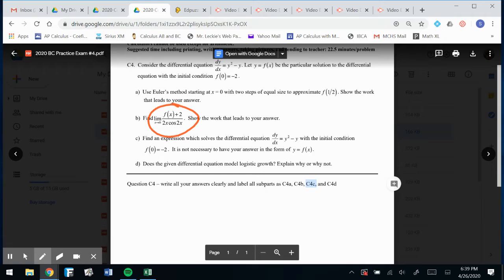We all know when we see this, it's going to make you think to do a little L'Hôpital. All right, so remember, whenever we do L'Hôpital, we want to break it into the top and the bottom.